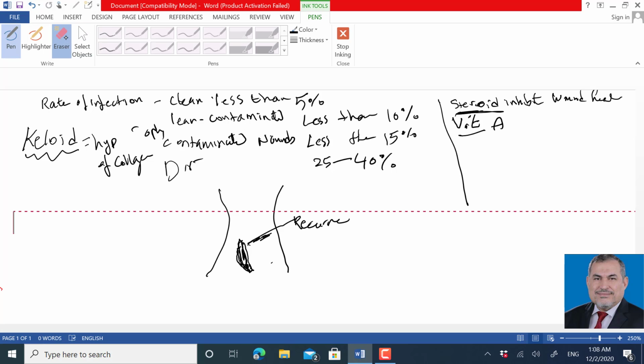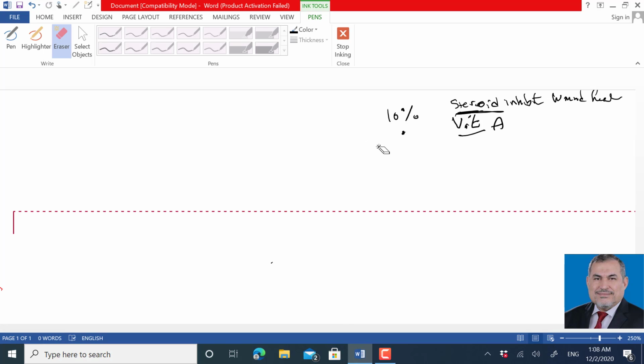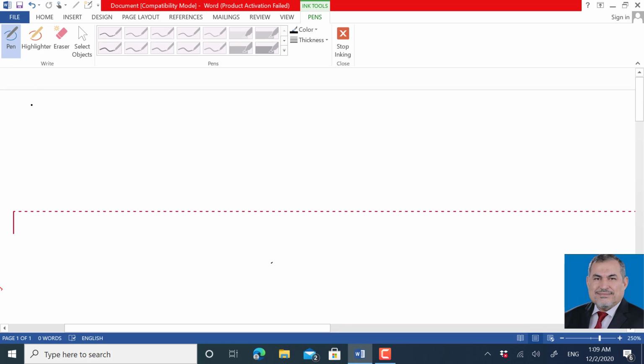Okay, now we talk about vascular physiology. Again, it's a part of surgical physiology. We come to vascular physiology. Question: what is the systemic vascular resistance?